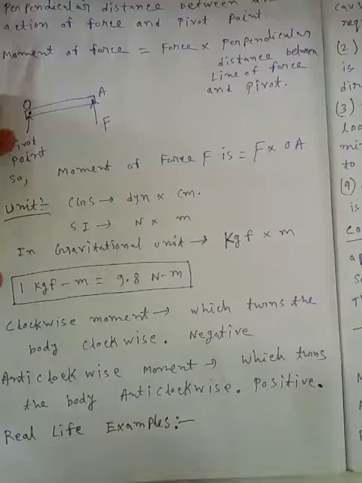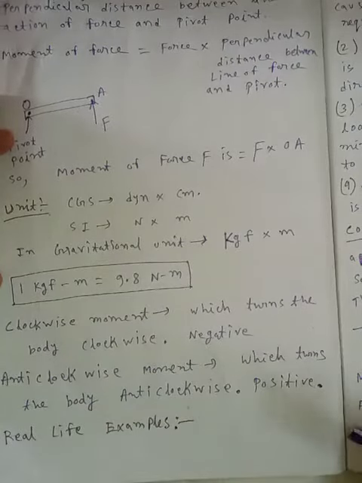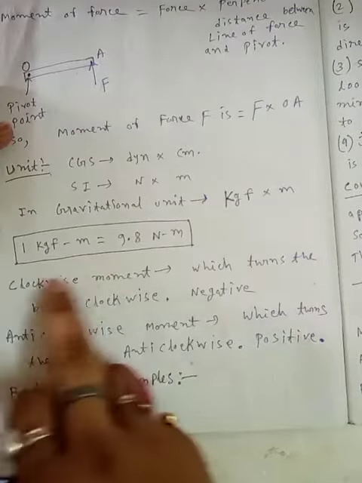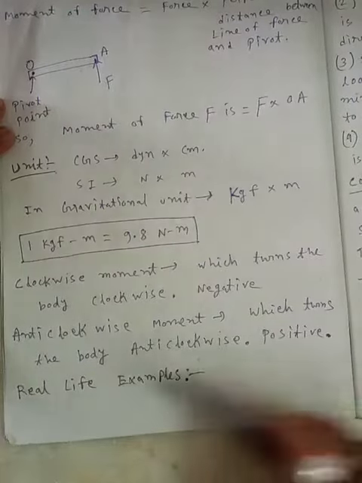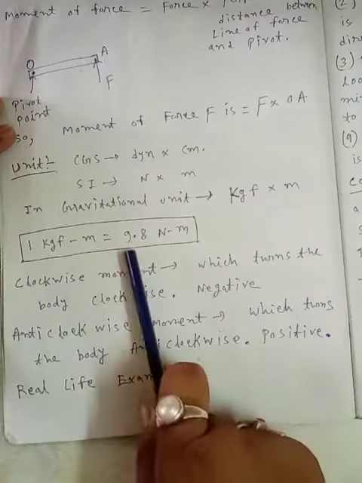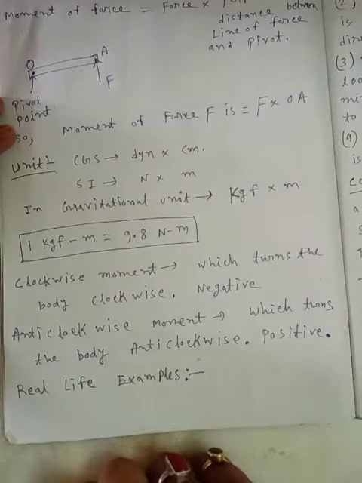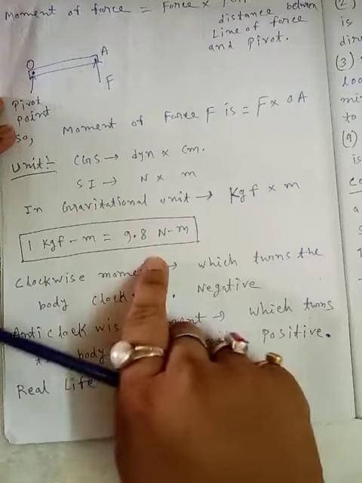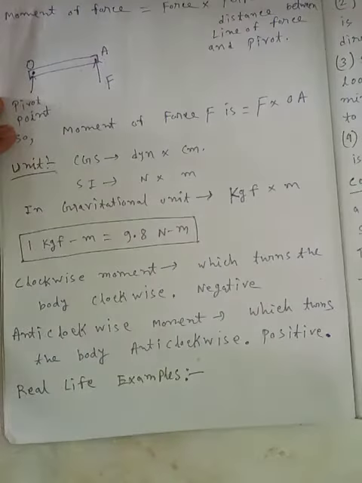Okay, when we do numericals, you see that there is a relation between kgf meter and Newton meter. We know 1 kgf equals 9.8 Newton. So 1 kgf meter equals 9.8 Newton meter. This is the relation between the gravitational unit and the SI unit of moment of force.